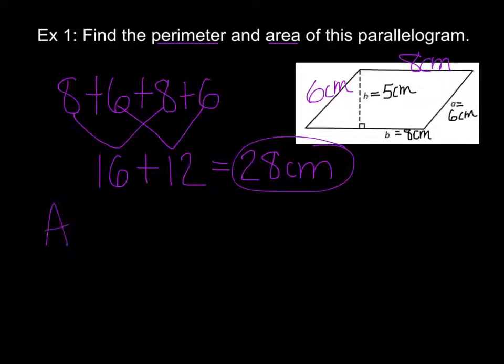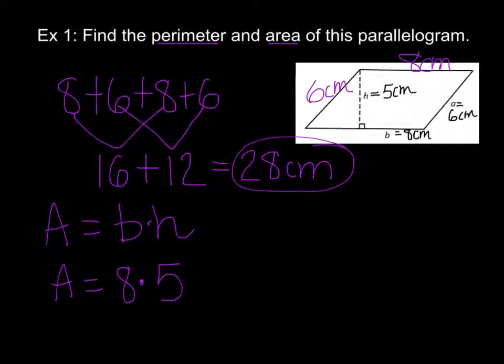For area, remember, area of a parallelogram is base times height. Now we just have to figure out which one's our base and which one's our height. Area is equal to, our base is right here. That's 8, and our height is the up and down, but it has to have the 90-degree angle. We can't use 6 centimeters as our height. We have to use 5 because of the 90-degree angle here. So our base is 8, and we multiply it by the height, which is 5. When we multiply 8 times 5, the area is 40 centimeters squared.